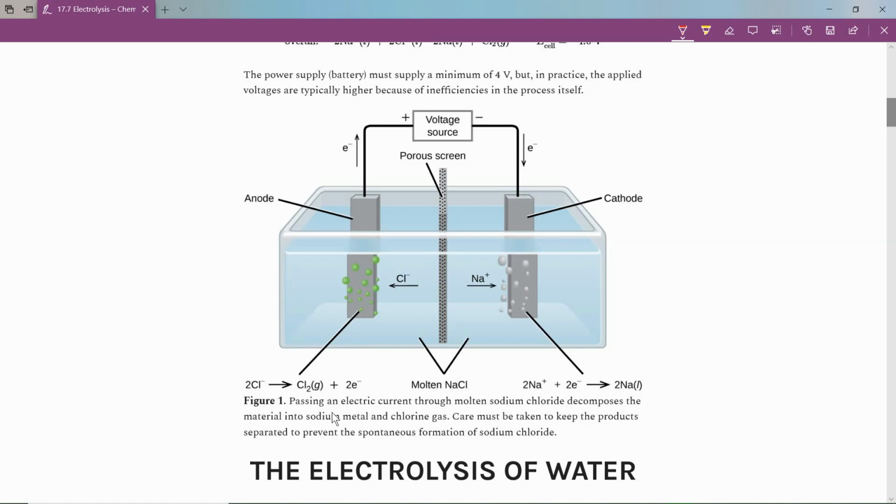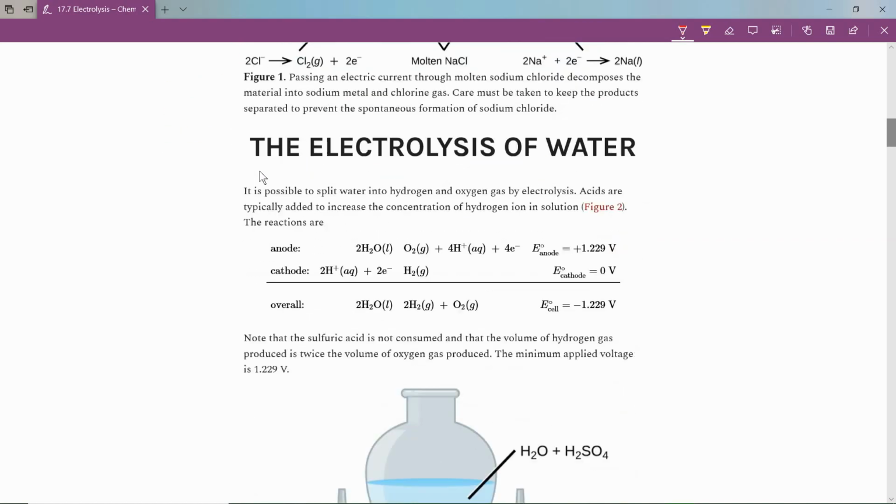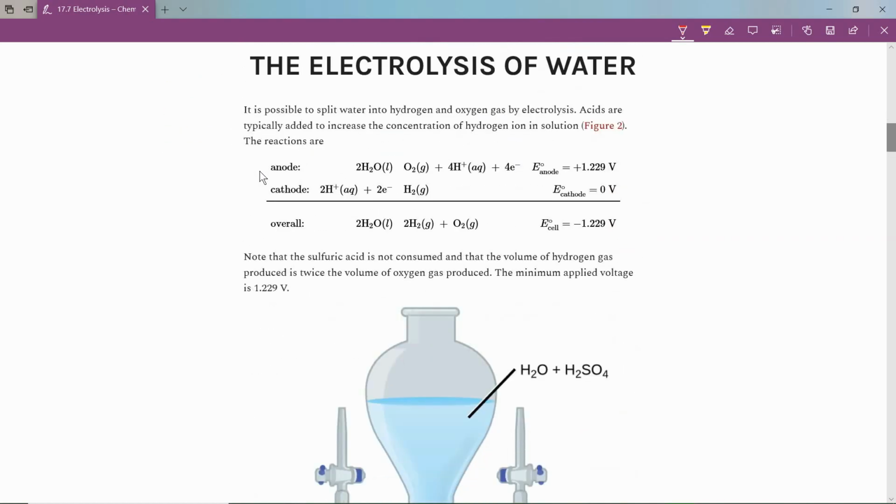So here's the figure. Passing an electric current through molten sodium chloride decomposes the material into sodium metal and chlorine gas. Care must be taken to keep the products separated to prevent the spontaneous formation of sodium chloride. Okay, and so here, rather than the salt bridge, they have a porous screen. So this is an example of an electrolytic cell. If you did it in aqueous, it'll be a different story. I don't think we'll bother with that.